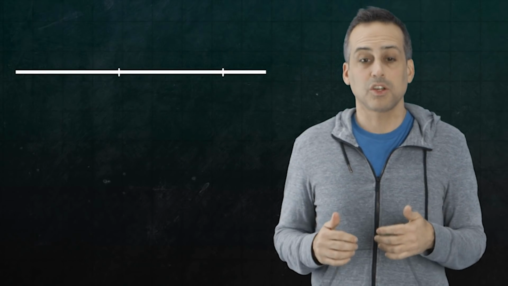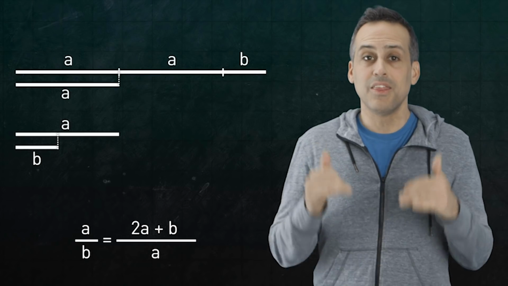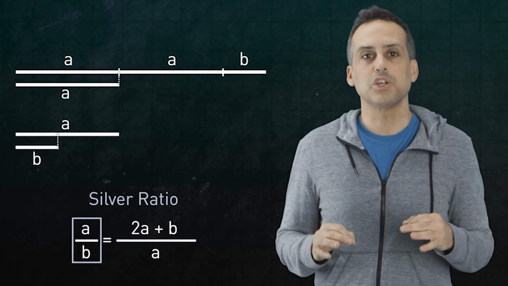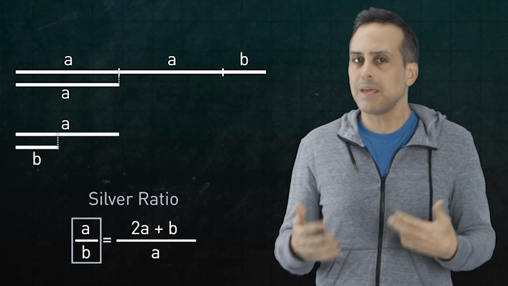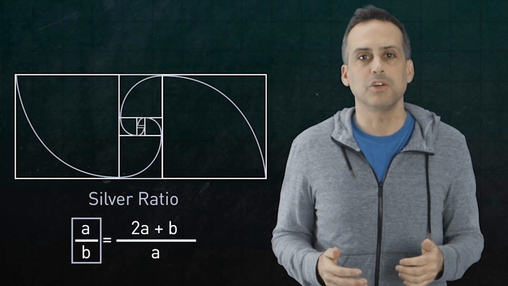Now instead, let's make two medium pieces and one small piece out of our original segment, such that, once again, big over medium equals medium over small. This is how you construct the silver ratio, or silver mean. You can even play the same rectangle and spiral game, with two squares at each level of subdivision.